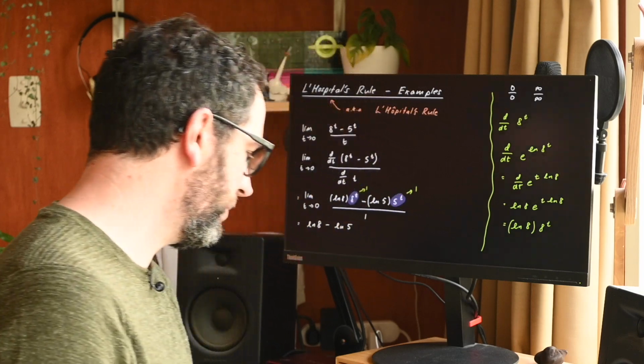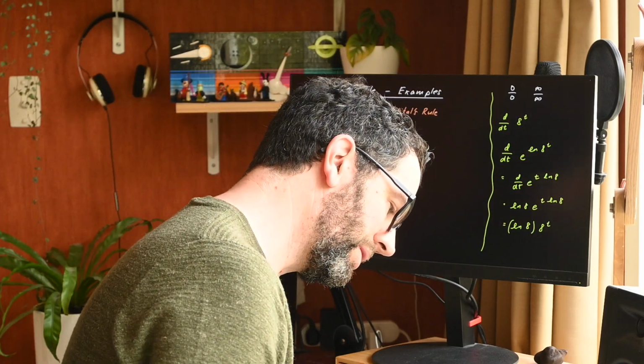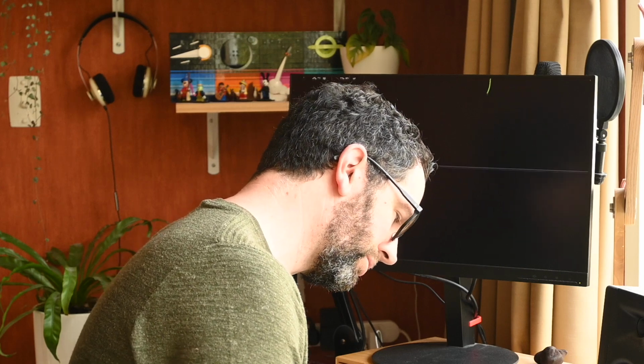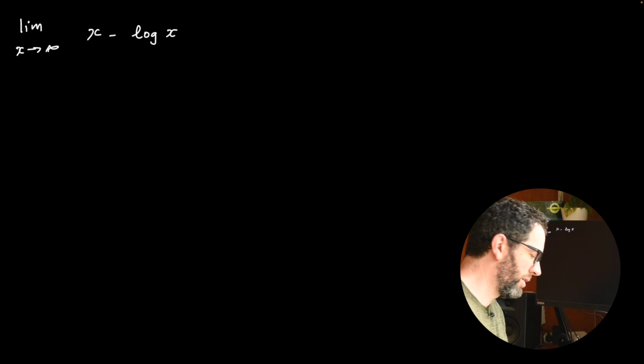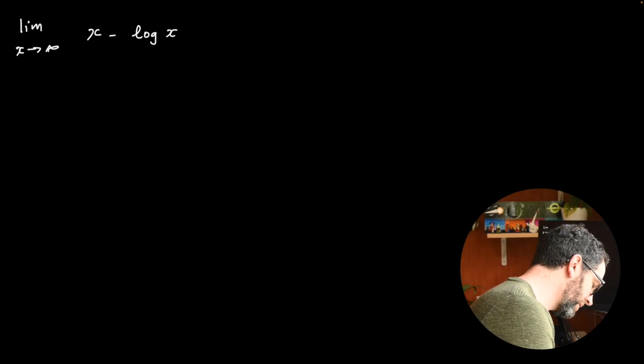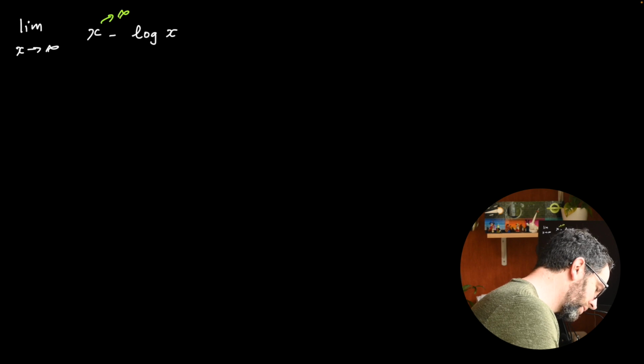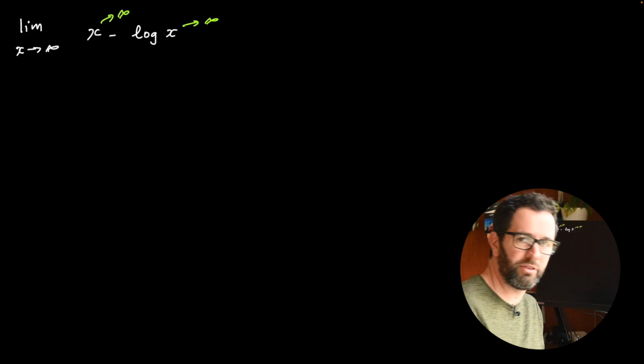Alright, for our next example, we'll do one that looks maybe a little bit less like L'Hopital's rule at first glance. This one is the limit as x goes to infinity of x minus log x. This one hasn't been presented to us as a fraction. Instead we've got two things, both of which are going to infinity. We know that x goes to infinity as we head towards infinity, and we know that log x also goes to infinity as x goes towards infinity.